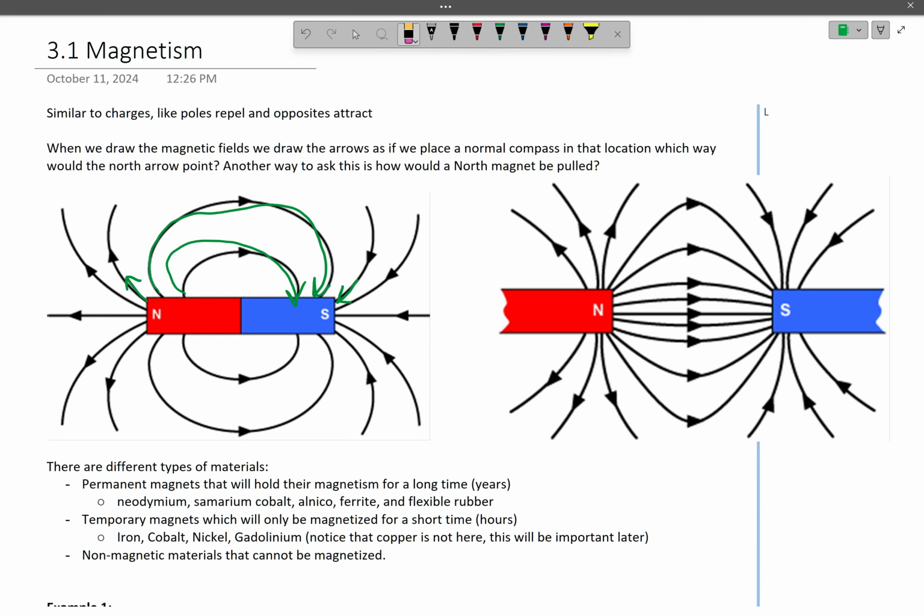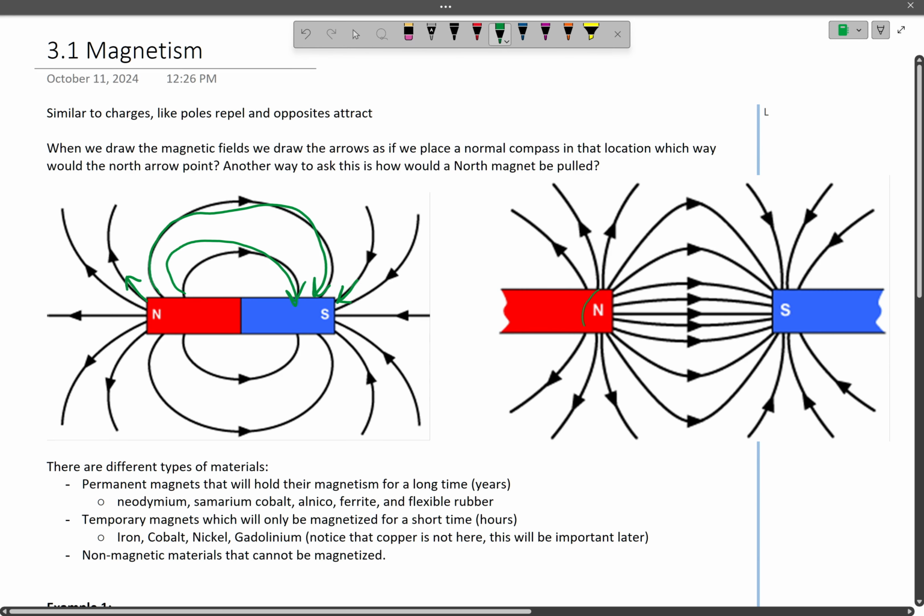Okay, what's cool, if we're trying to do a more uniform field, we can look between a North Pole magnet and a South Pole magnet, and between there it's almost more uniform. But you can still see the directionality is always north to south.